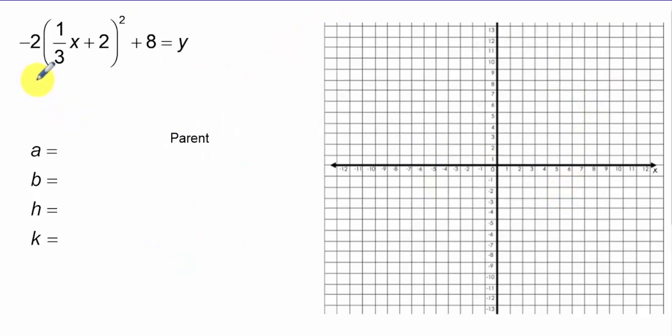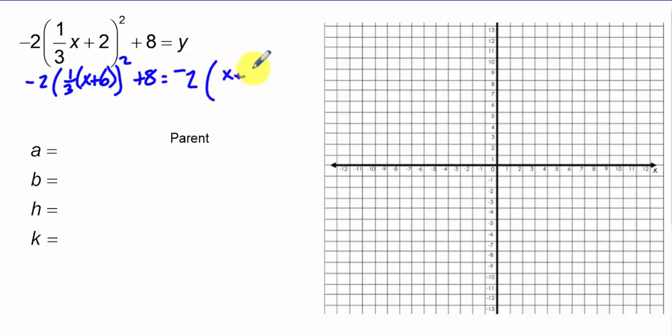So in this problem, again, we've got an issue where we don't have the correct form of the problem because this term does not have a coefficient of 1. So let's fix that. Make that -2, 1/3 x plus 6 squared plus 8. Clean that up. That's -2 times x plus 6 over 3 squared plus 8 equals y.